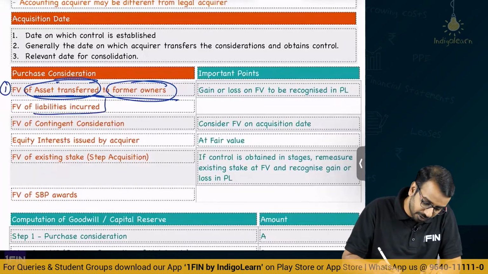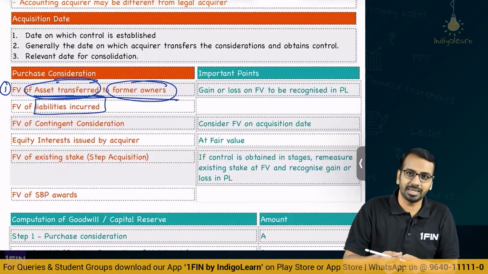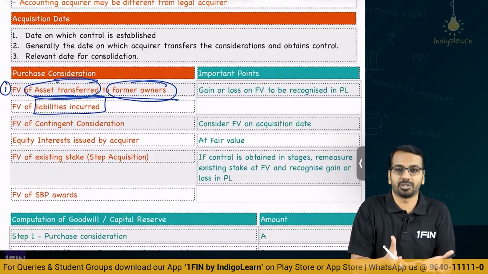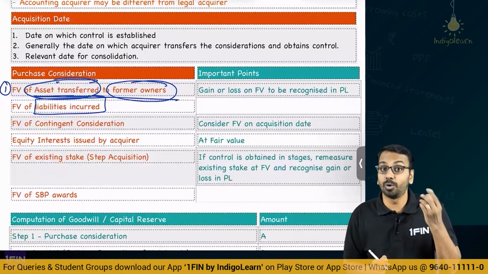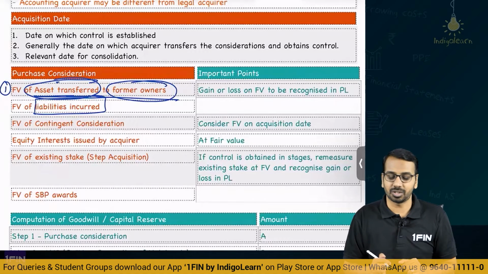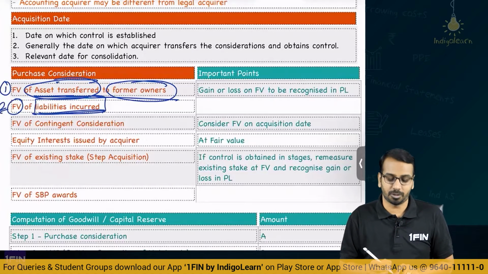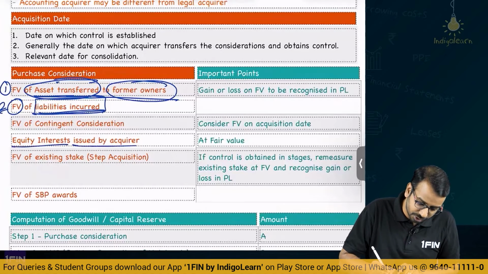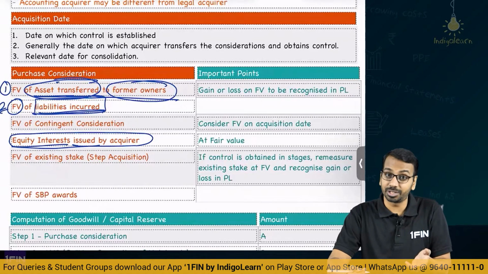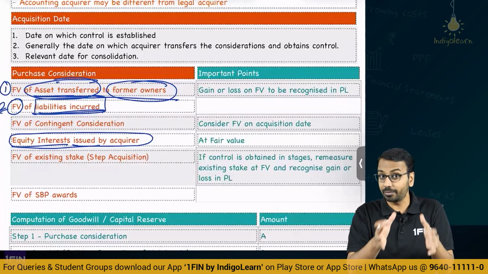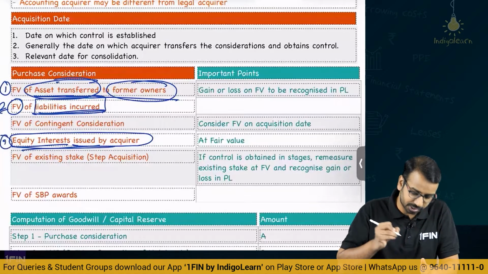Then, fair value of liabilities incurred. Sometimes what happens is, instead of transferring asset, I may, let us say, issue debentures. So, I am incurring a liability, I am giving debentures to the selling company. I gave debentures to Mukesh Ambani to acquire his stake in Reliance Industries. So, if liabilities have been incurred at fair value, that also is a part of purchase consideration. Then, equity interest issued by acquirer. This is the most common way that you see. Sometimes entities issue equity shares or they may issue warrants, options, whatever meets the criteria of equity, fair value of that is also a part of purchase consideration.